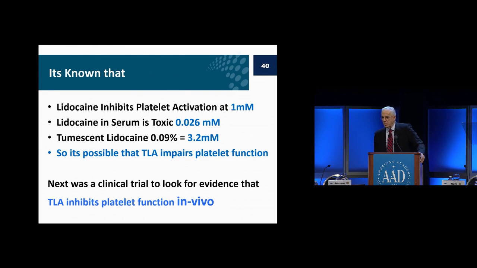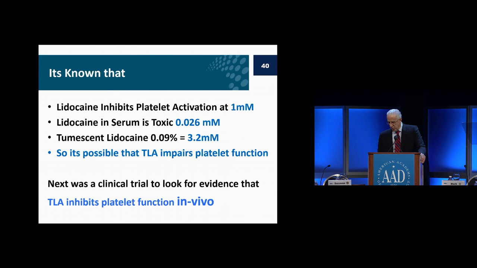So we started a little clinical study of this, but we know that lidocaine does inhibit platelet activation at a concentration of 1 millimole. On the other hand, lidocaine in serum is toxic at 0.26 millimole. So most clinicians have just discounted the use of lidocaine as a method to prevent DVTs and pulmonary emboli because you couldn't get clinical levels without first encountering toxicity. But from my perspective, tumescent lidocaine has a concentration of 3.2 millimole, which is well above the platelet inhibition concentration. So maybe it's possible that TLA has some effect on platelets.